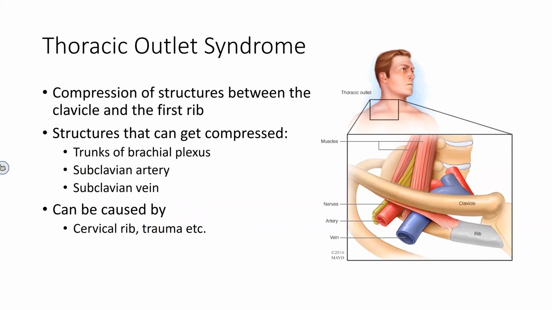It's the trunk of the brachial plexus. So other structures can be compressed on the subclavian artery and the subclavian vein.